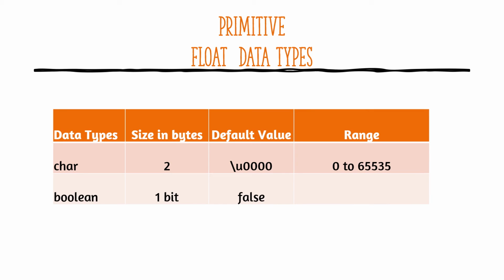The last two primitive data types are char and boolean. Char, for character, occupies 2 bytes and boolean occupies only 1 bit of space. The default value of a character data type is \u0000, and for boolean it is false. The range of character is from 0 to 65,535, and for boolean there is no range, it is only true or false.